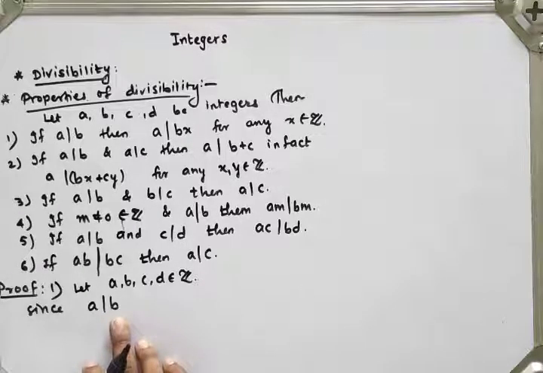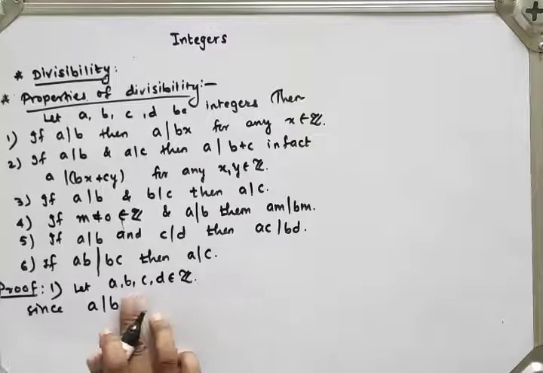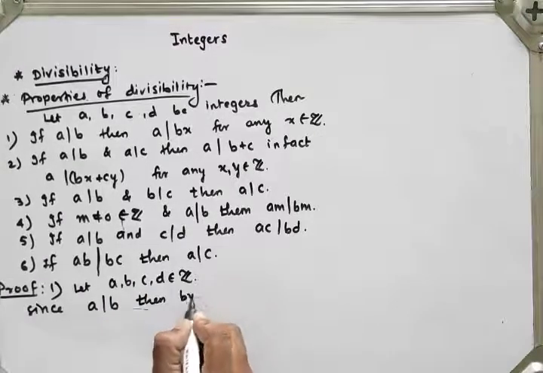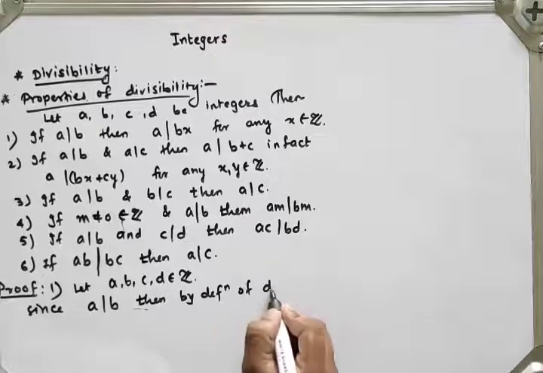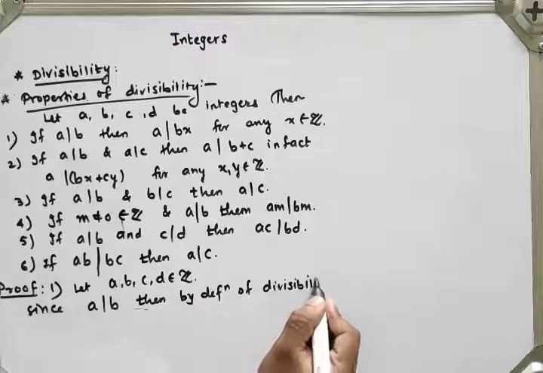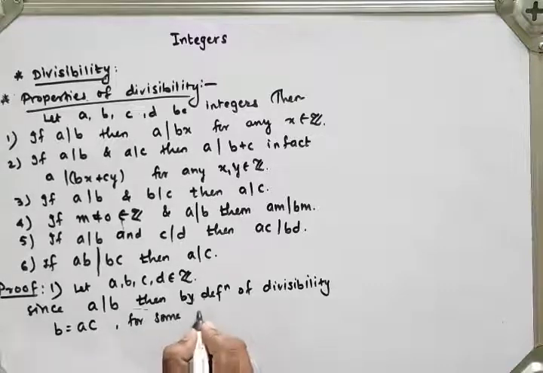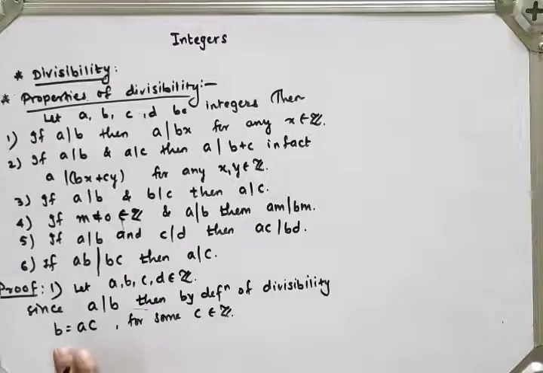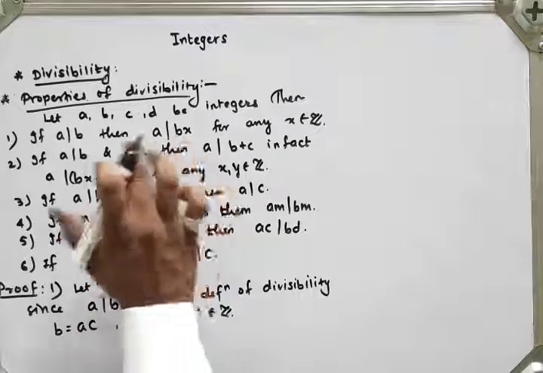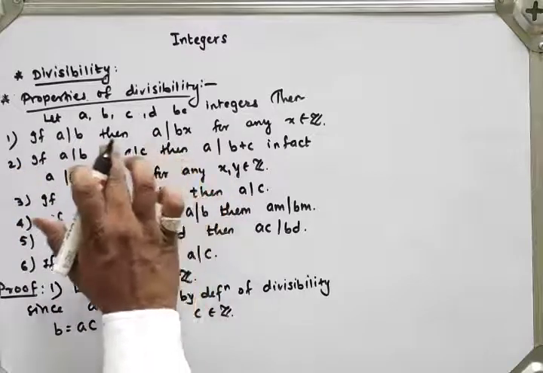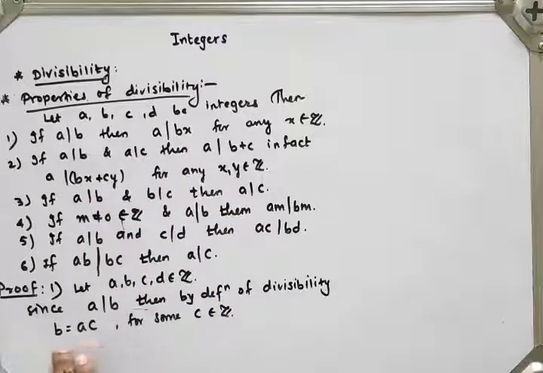there exists an integer c such that, by definition of divisibility, b is equal to a into c, for some c belonging to the set of integers, right? So what we have to prove here is that a divides bx. So I will multiply both sides by x.